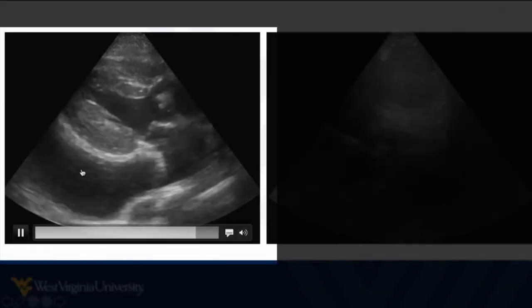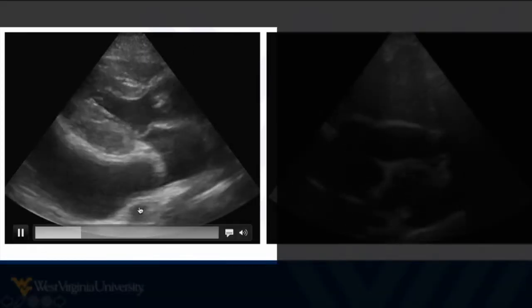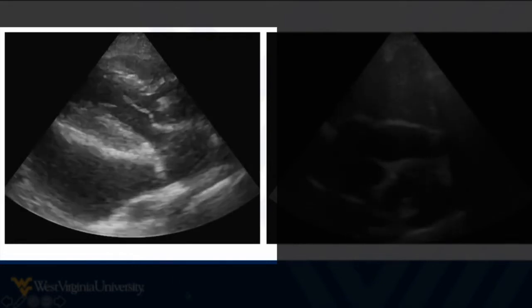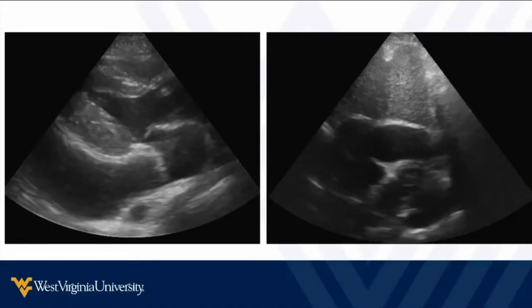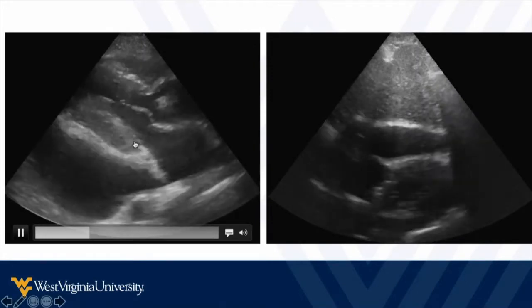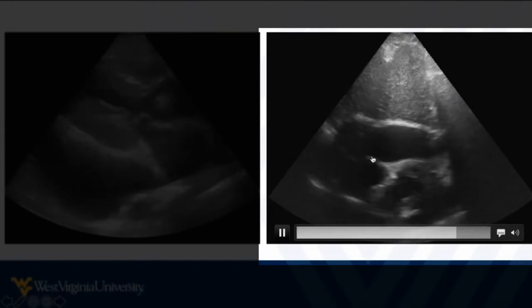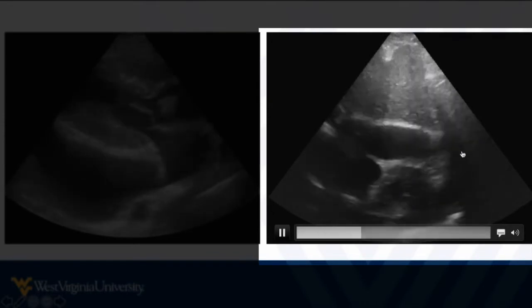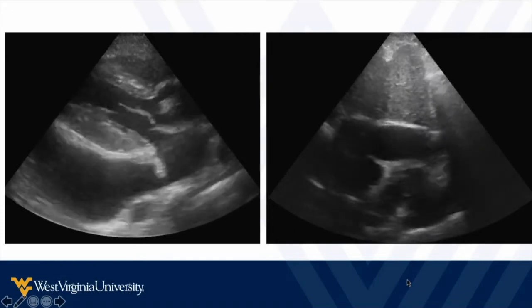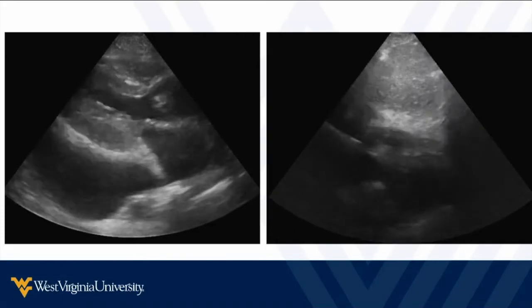Here it's mostly posterior, but it's dependent, and it separates the heart from the descending thoracic aorta. You see that there? So this is pericardial fluid, and we can see how the pressure changes are affecting the ability of the left ventricle to fill. And in this example here, again, large pericardial effusion, circumferential to the heart, compressing the entire heart. That's another example of pericardial fluid collection.